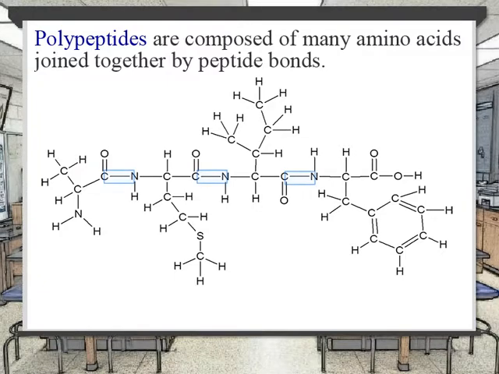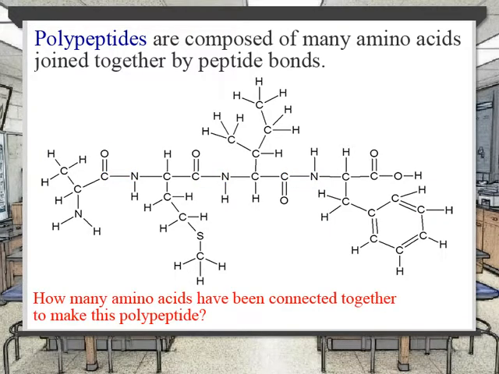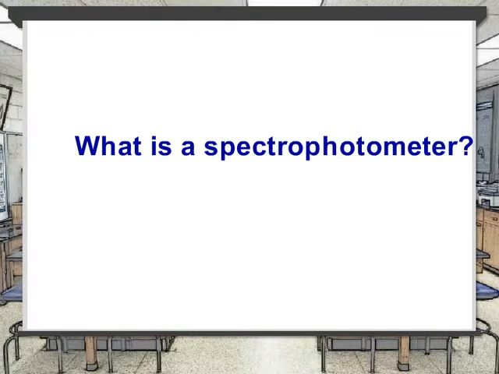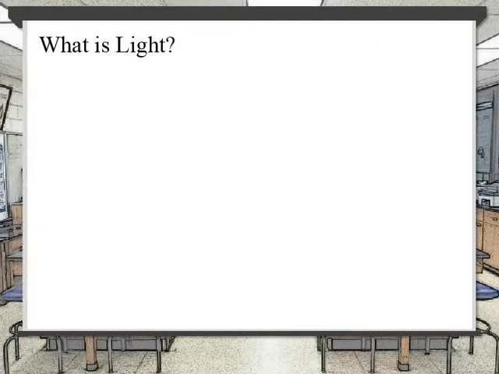Another way to look at it is that this instrument compares the light that goes into a sample versus the light that comes out of the sample. We look at the result as absorbance. This figure illustrates how the spectrophotometer works. The spectrophotometer has a light source that will emit all colors or wavelengths of light.